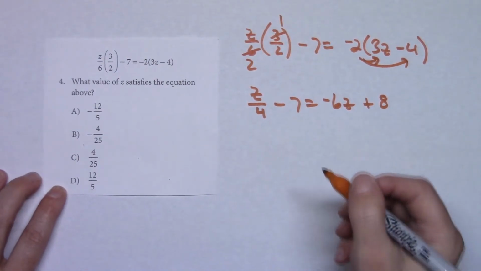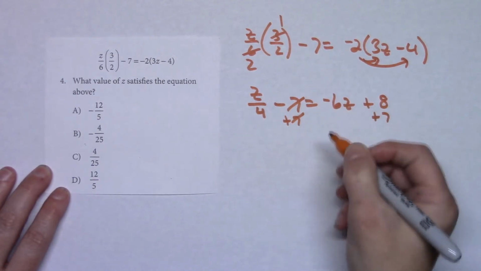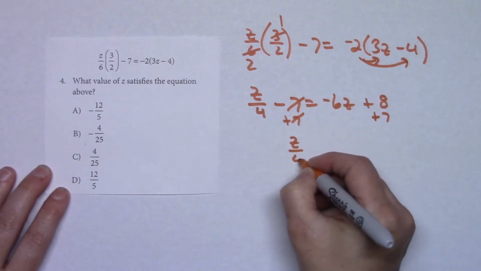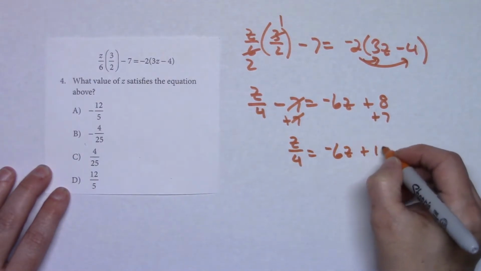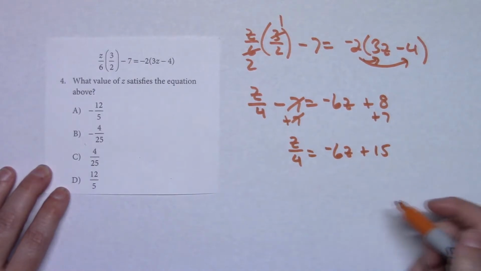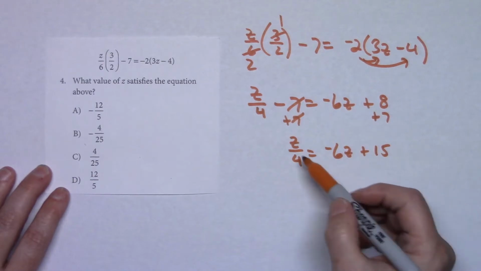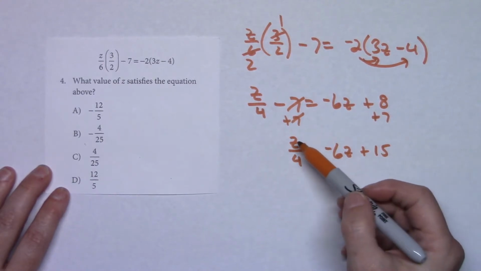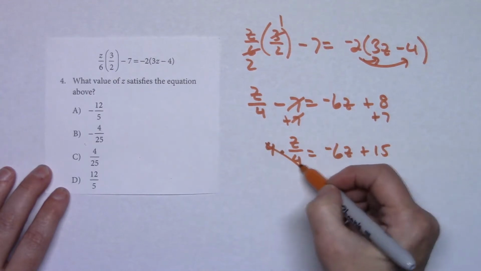Alright, when you get to there, trying to solve for Z, I could add 7 to both sides of the equation. This is going to be Z over 4 equals negative 6Z plus 15. At that point, I've got Z divided by 4 and I've got a Z over there on the other side. I think it's going to be easier if I get rid of this fraction now. So Z divided by 4 means I'm going to multiply both sides by 4, so it goes away.